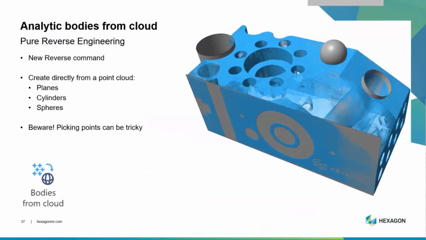We have a new command where we can extract analytical bodies directly from a point cloud, so you don't need to create a mesh first. At the moment, we can pull out planes, cylinders, and spheres directly from a point cloud.